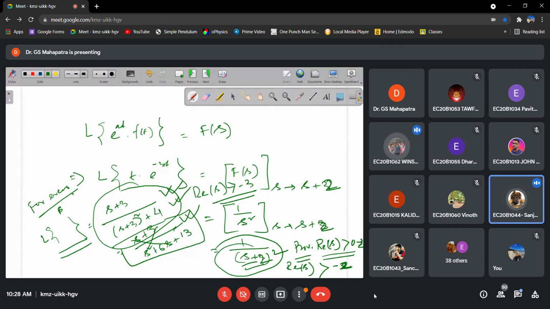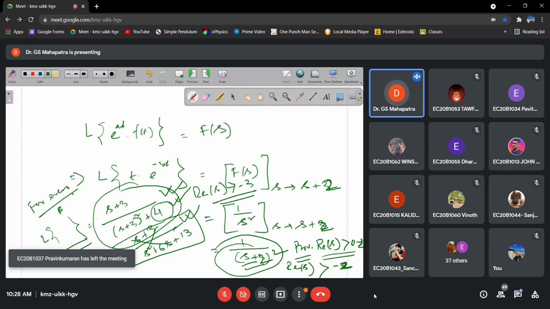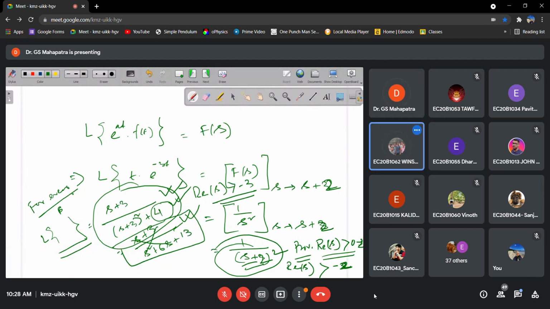S by 1 by s square plus s. S square plus 1. Oh yeah, cos t, 1 by. But then why is it 4 by? Is it wrong or correct? Sorry sir, it is cos 2t. Cos 2t, okay sir. So a is equal to 2. Very good.